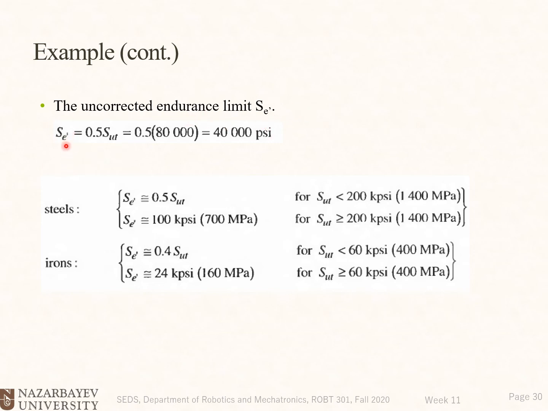So the uncorrected endurance limit, based on the formula we have for steel, is half of SUT. Just as a reminder, this formula comes from this set of formulas. And since the SUT is less than 200 KSI, we chose this formula.